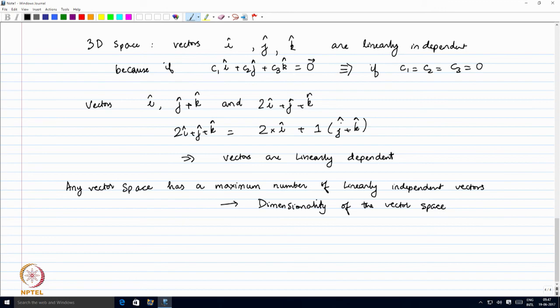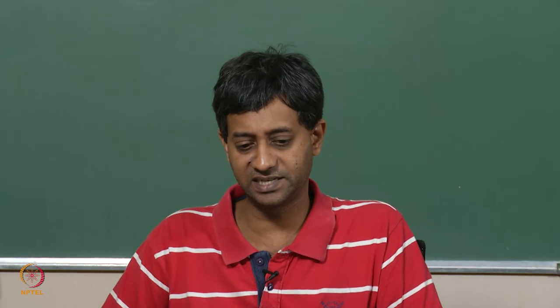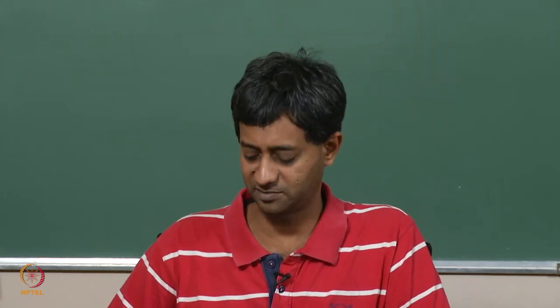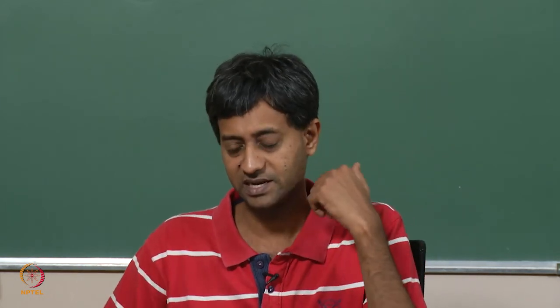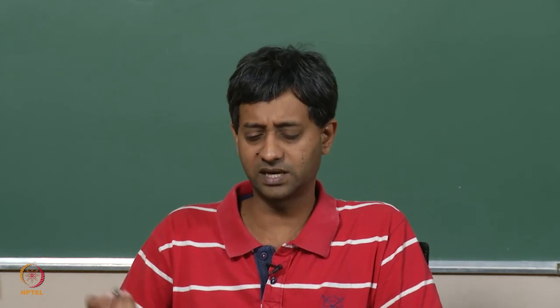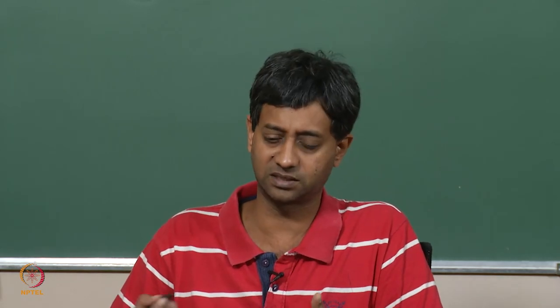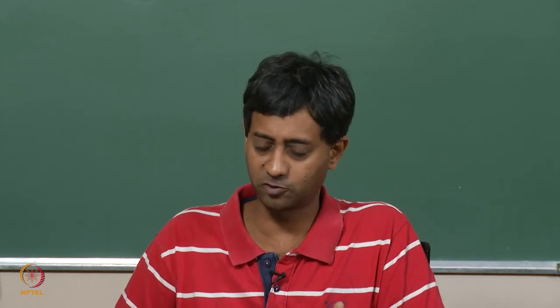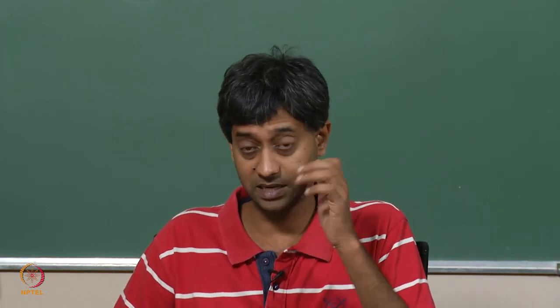Okay. So, you can just take any 3 vectors in 2D space and you can easily show that one can be written as a linear combination of the other 2. Similarly, you can take any 4 vectors in 3D space and show that one can be expressed as a linear combination of the other 3. But the point is that the idea of linear independence is related to the dimensionality of the vector space. Now, another way to say what the dimensionality of the vector space is, is to introduce the idea of basis vectors.